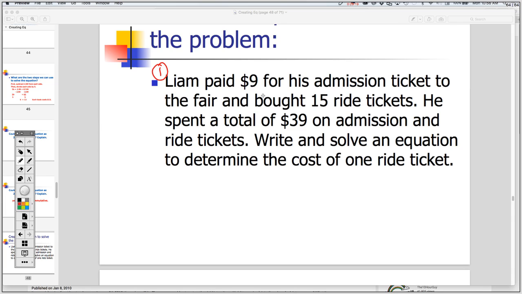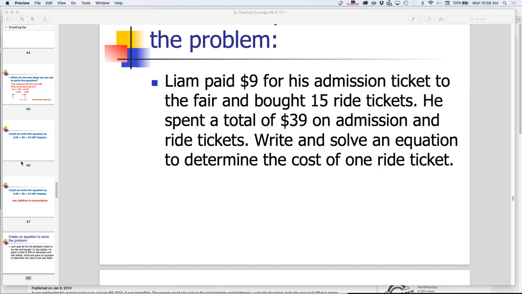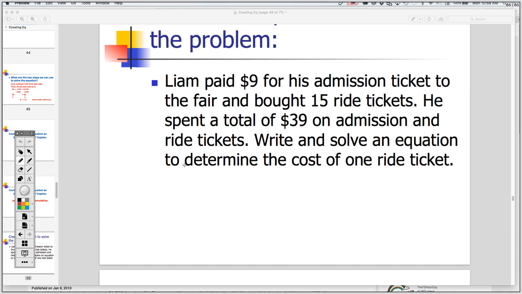Okay, go ahead and take a second, pause the video if you're on the video, and try to solve for this. Okay, you guys ready to work on this? Work on it together? So we have Liam paid $9 for his admission ticket to the fair and bought 15 ride tickets. So we're going to make this your first sentence. He spent a total of $39 on admission and ride tickets. Make this your second. And then the third is just what you're trying to find.